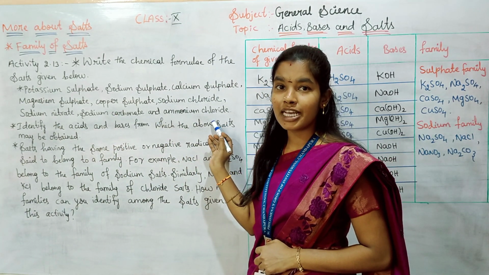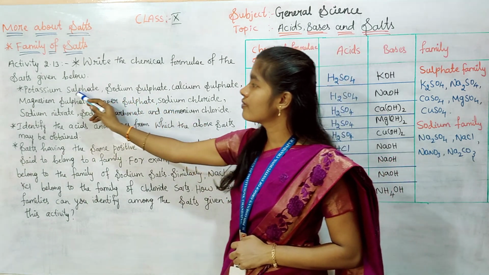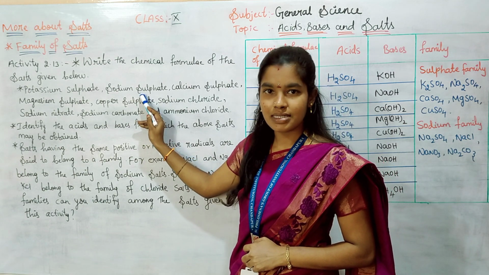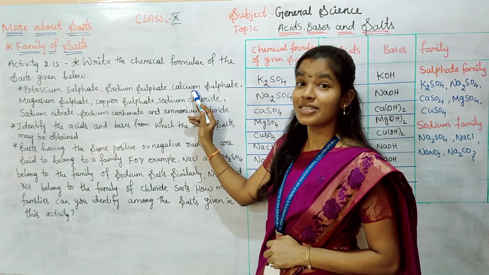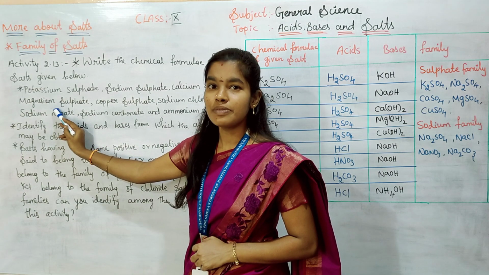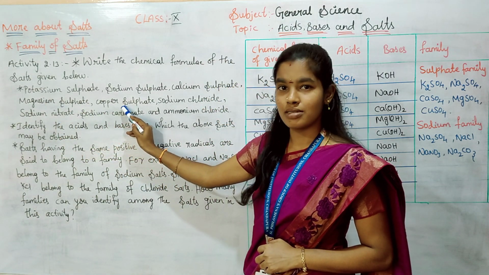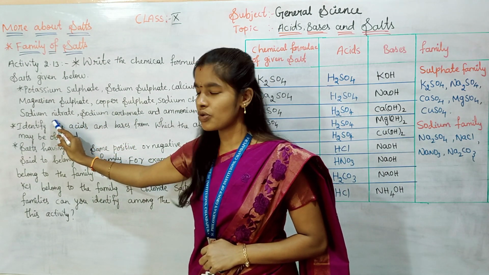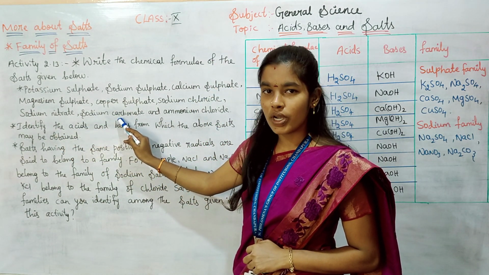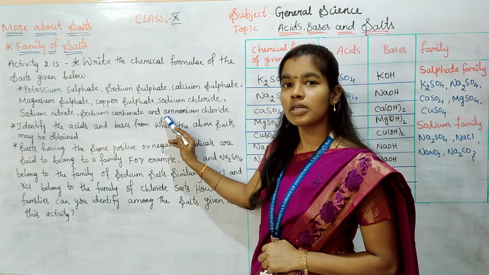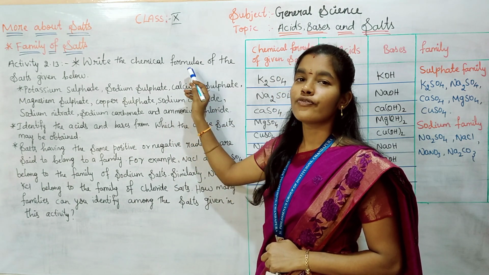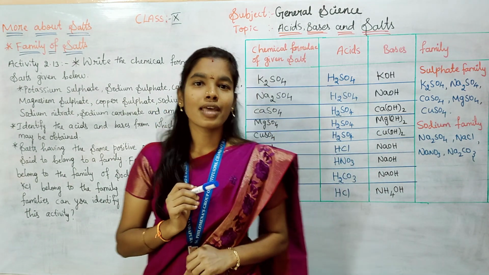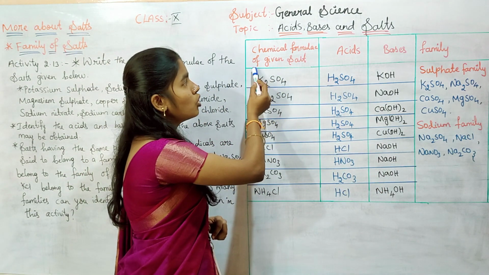I'll pronounce one more time. Listen carefully, children. So first one is what? Potassium sulfate. Second one, sodium sulfate, calcium sulfate, magnesium sulfate, copper sulfate, sodium chloride, sodium nitrate, sodium carbonate and ammonium chloride. So first step, we want to write the chemical formula for the given salt. You can observe here I have written the chemical formula of the given salt.